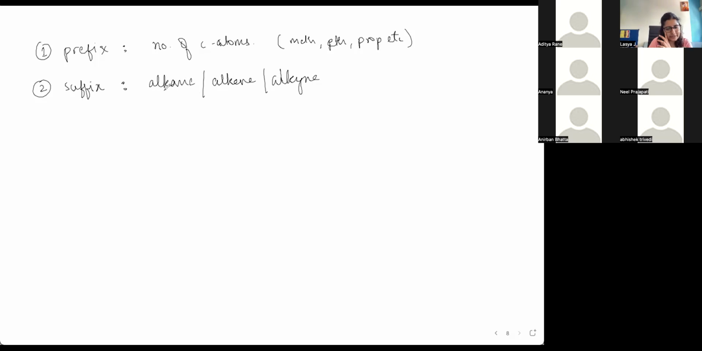Now, alkanes are pretty straightforward as long as it's a straight chain. For alkenes and alkynes, there's a special thing. You need to look at the position number of the bond, double bond or triple bond.